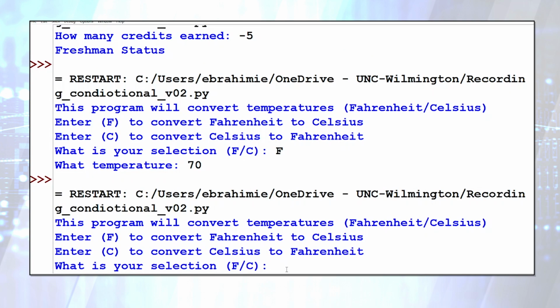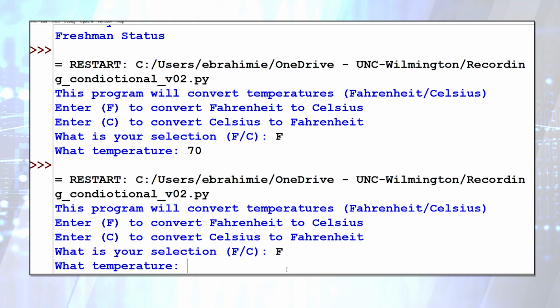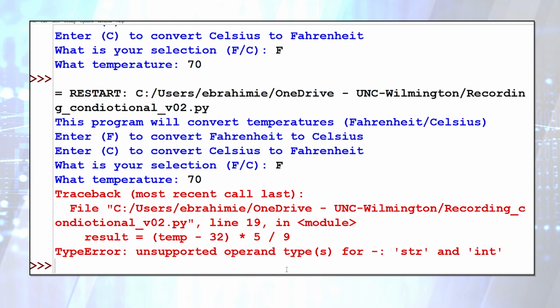Okay, so for selection, I'm going to put F first, and then for the temperature, I'm going to put 70, and then it's going to give us this error message, all right? So let's read the error message and see what happened. It says in line 19, when you try to do this calculation, subtraction was not supported. You're trying to subtract an integer value from a string. It's talking about subtraction, so it's talking about this part.